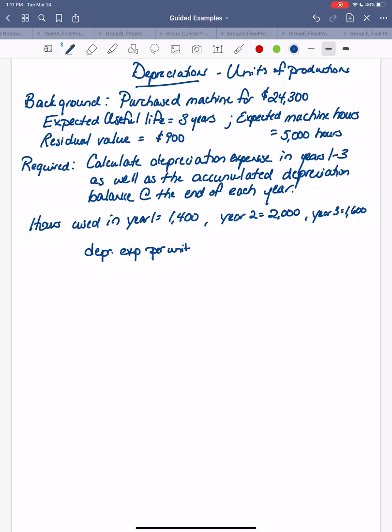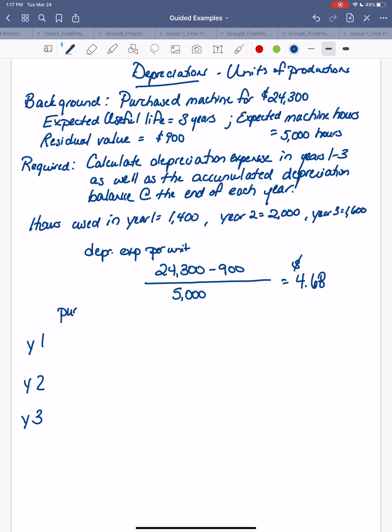Now, similar to straight line, I'm going to take the 24,300, the purchase price. I'm going to subtract the residual. So that should look and feel just like straight line. But now, instead of dividing it by a number of years, I'm going to divide it by how many hours I think I'll use it for forever. And that number of hours is going to be 5,000. So that means for every hour I use it, I have depreciation expense of $4.68.